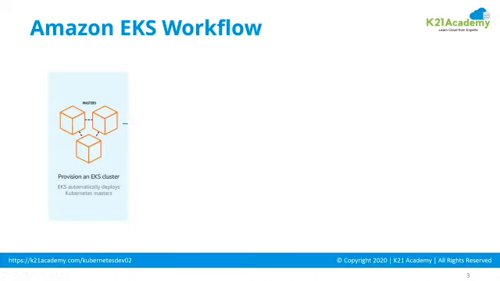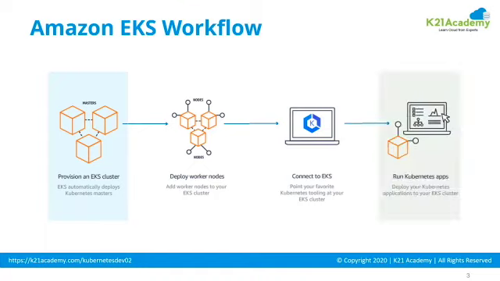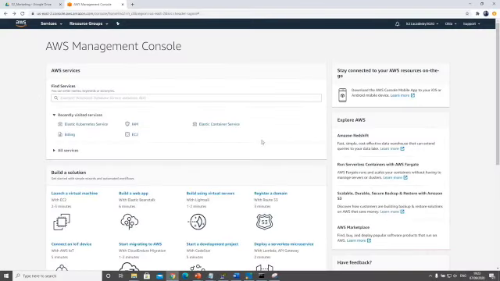And the typical workflow of creating an Elastic Kubernetes Service involves first provisioning an EKS cluster, then creating one or more worker nodes, then connecting to this Elastic Kubernetes Service using a tool of your choice like kubectl, then finally deploying applications on pods. How to deploy all this using a step-by-step procedure from the AWS console, I'm going to show you all this in today's episode.